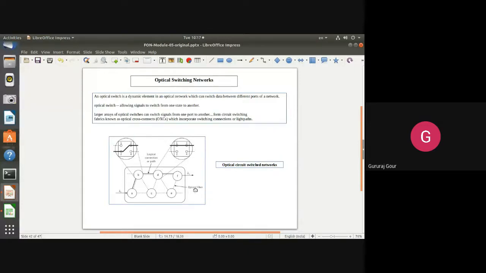So this figure indicates an optical circuit switched network consisting of 6 nodes, and it explains how the incoming single wavelength lambda 1 gets established between nodes A and F. How is it traveling? It has to travel through A, B, D, and F. So in between A and F, you have 2 nodes, so there will be 3 hops.